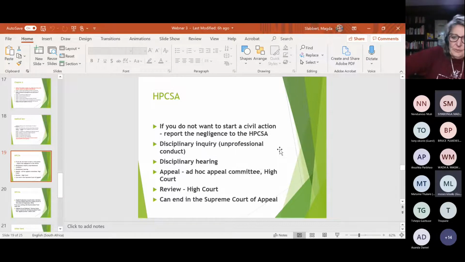So the legal department will read through the claim. And if it's minor, it will go to the ombudsman, and the ombudsman will mediate between the doctor and the patient and try to settle the matter. If it is more serious, not minor enough for the ombudsman to solve, then there will be a disciplinary inquiry of unprofessional conduct. In other words, a lot of research will be done by the HPCSA. They will get the hospital records.